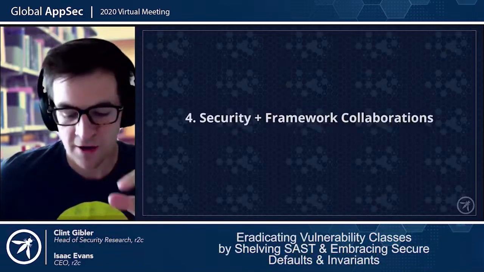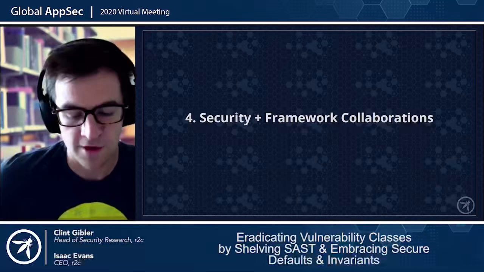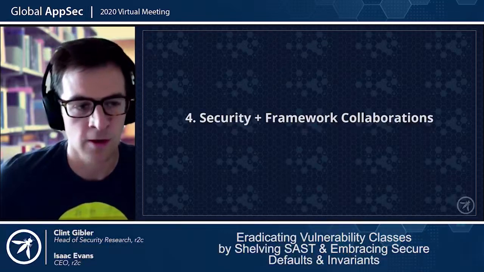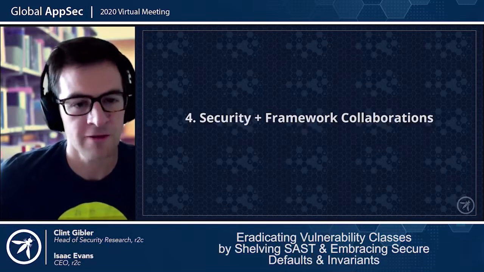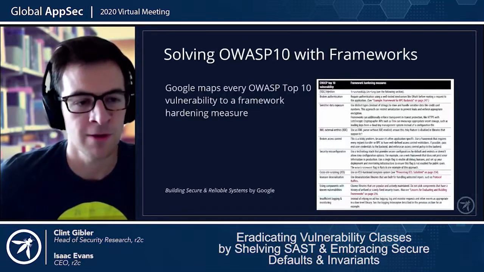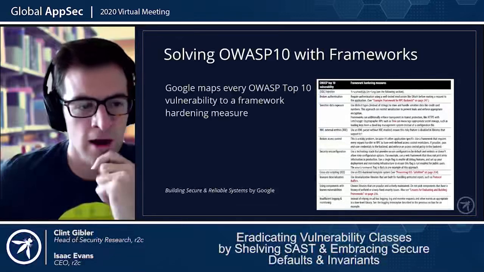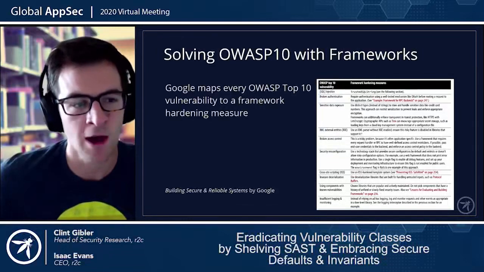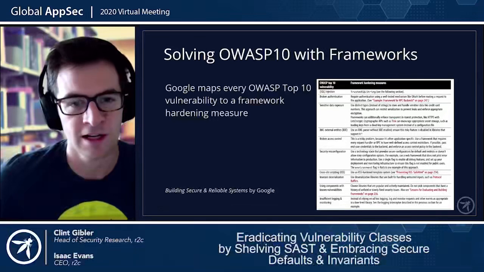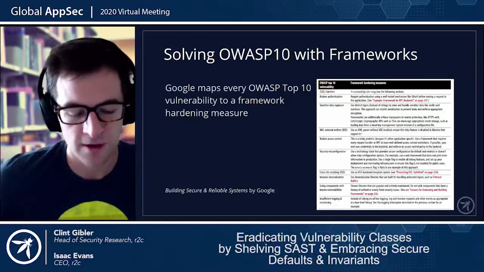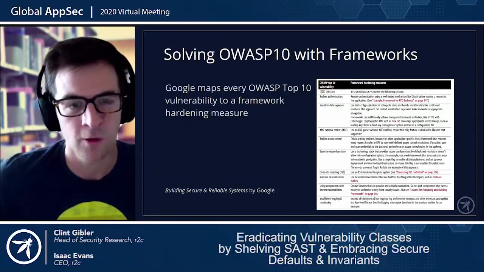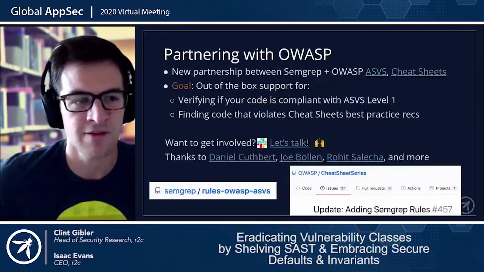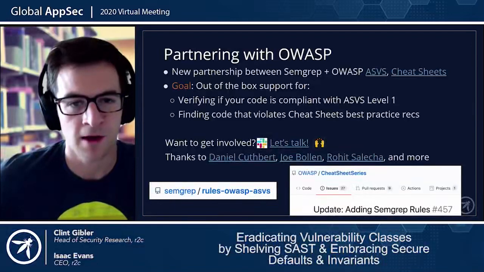So we've covered some applied techniques and tools for actually making this real in your interfacing with the development team. What about interfacing with the sorts of people who develop frameworks? One of the coolest things, again referencing Building Secure and Reliable Systems by Google, is that it has actually mapped every OWASP Top 10 vulnerability to a framework hardening measure. So there's something that you can do at the framework level for each one of the OWASP Top 10 vulnerabilities. And in fact, we've been working with OWASP specifically on this. Semgrep and OWASP have been collaborating on ASVS and the OWASP cheat sheets.